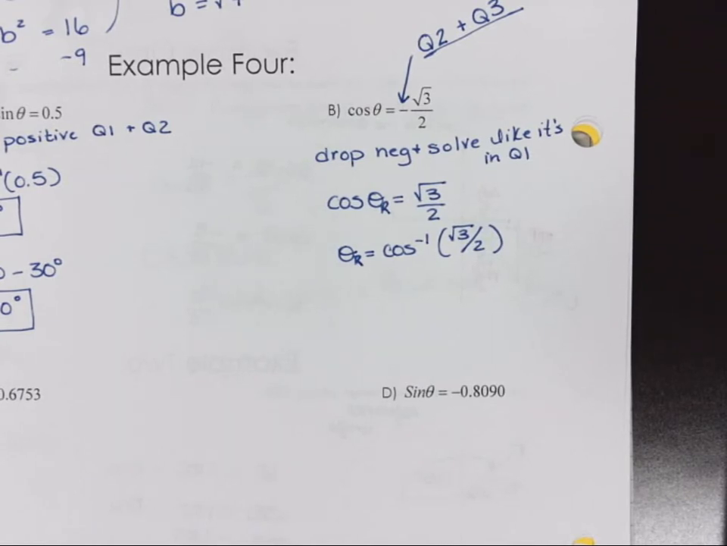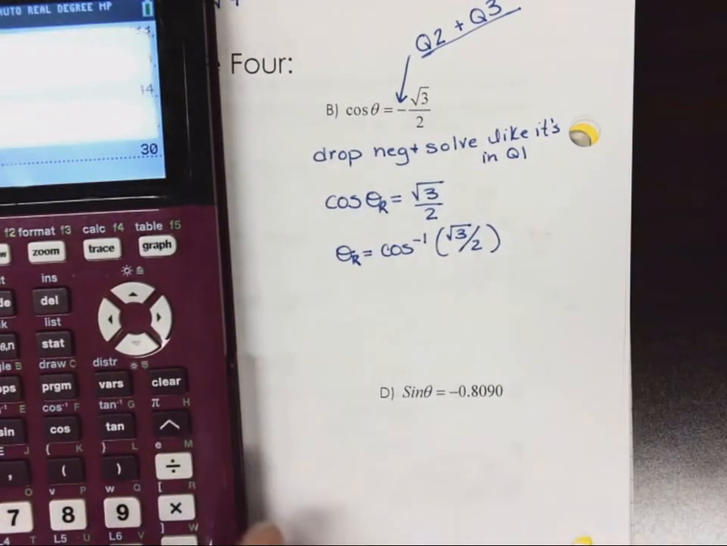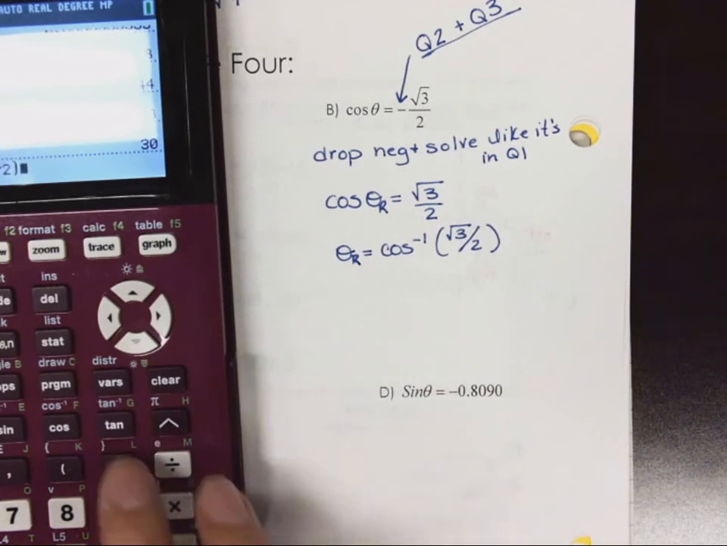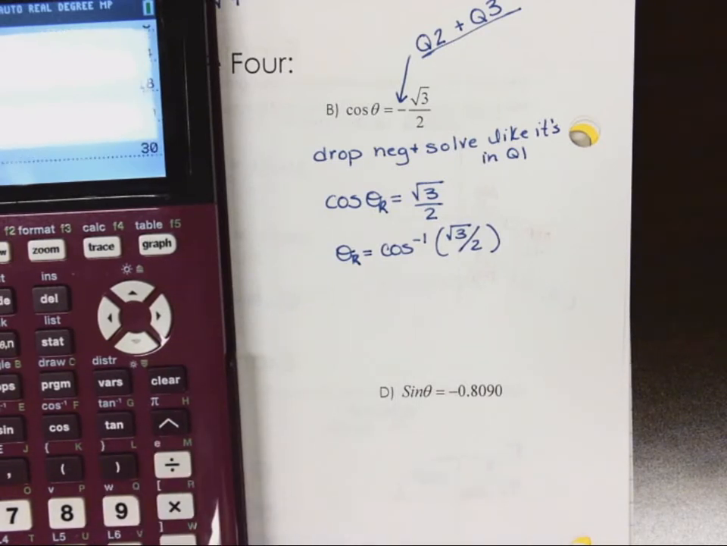Okay? Okay, just ride the wave, people. So I'm going to go second function cos root 3 divide by 2, 30 degrees.